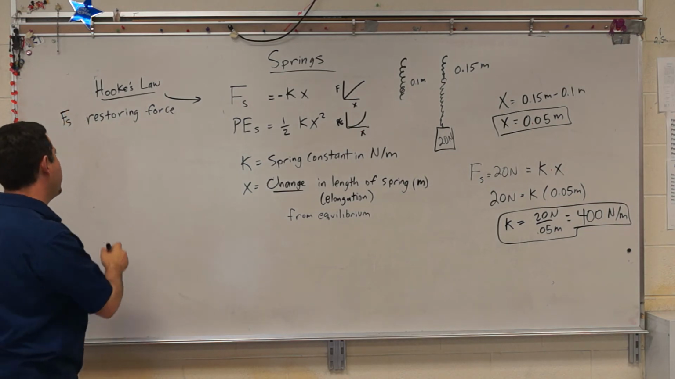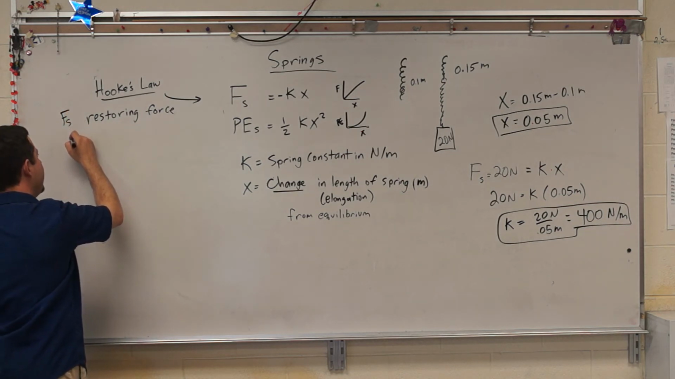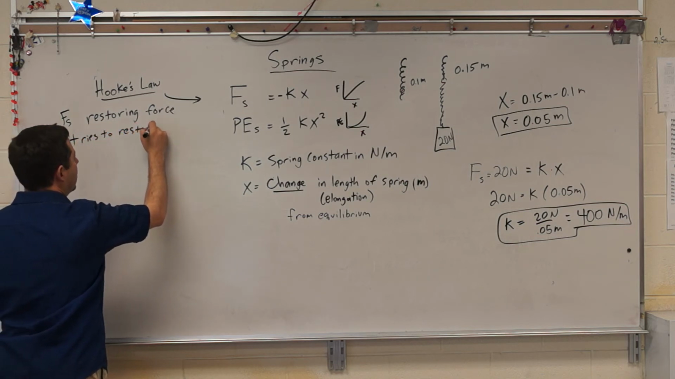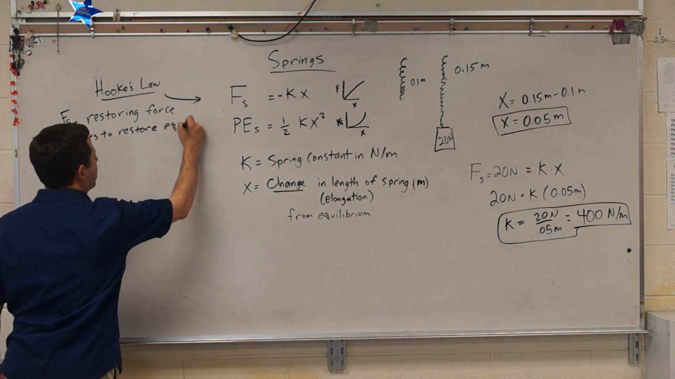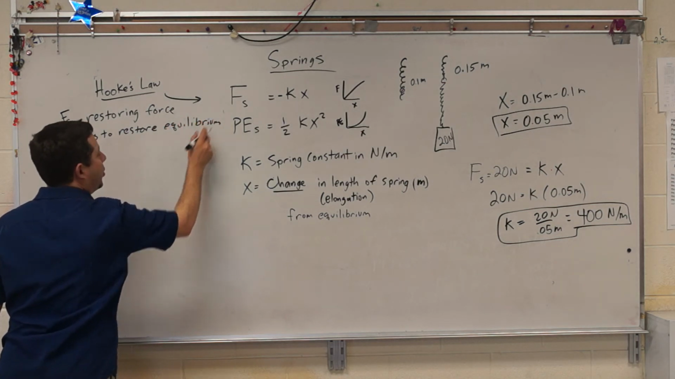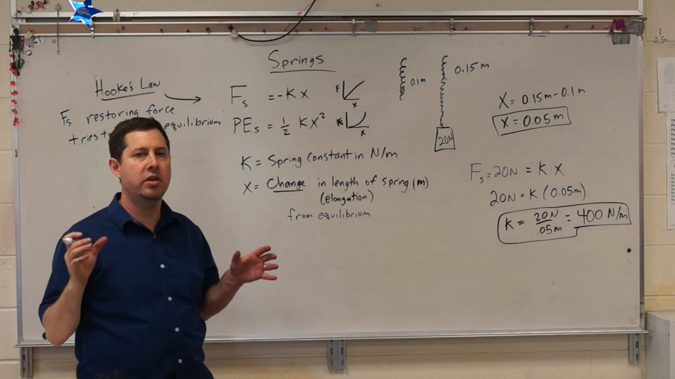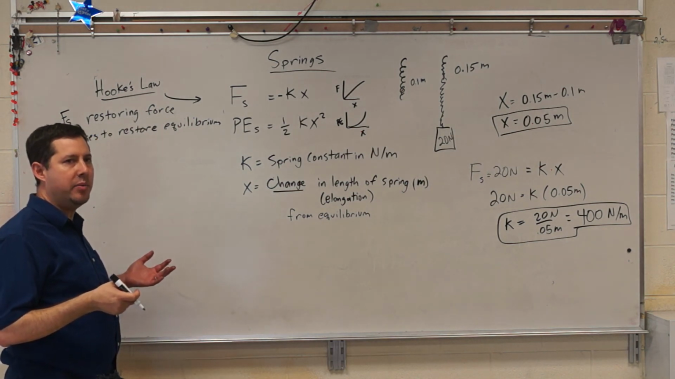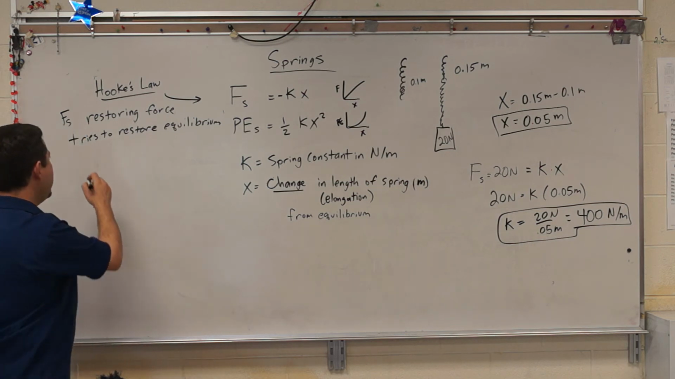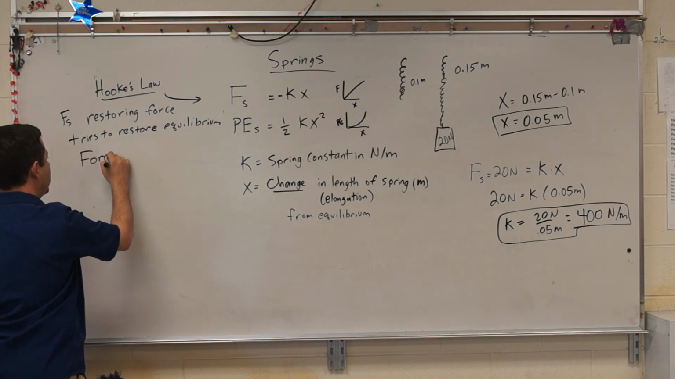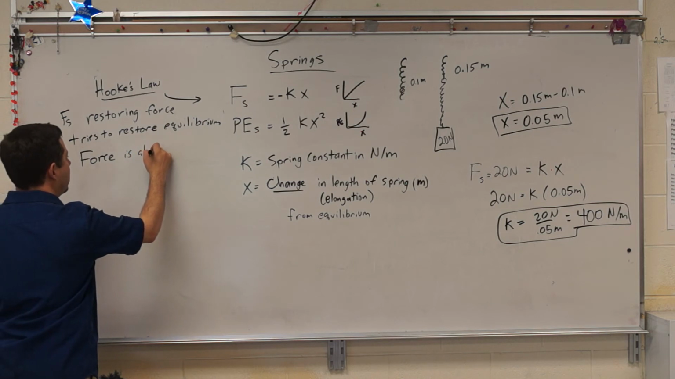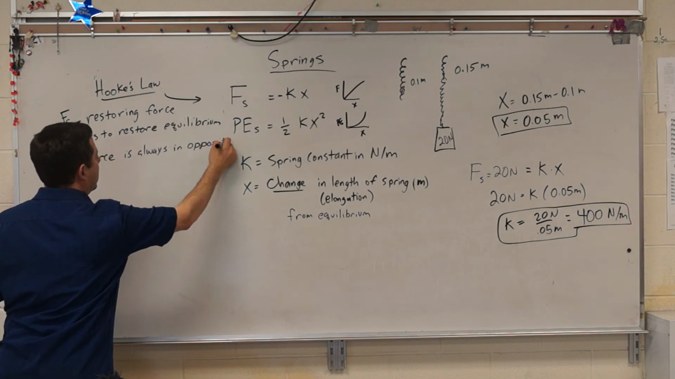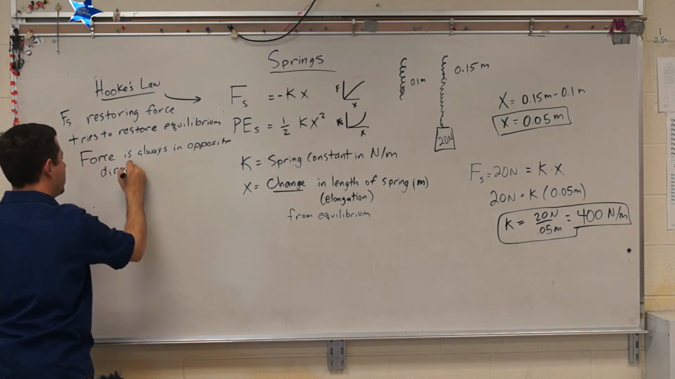And a restoring force is there because it tries to restore equilibrium to the spring. So the spring always wants to return to its natural equilibrium state. It can't always do that, but that's what it's trying to do. And so the force is always in the opposite direction as the stretch.